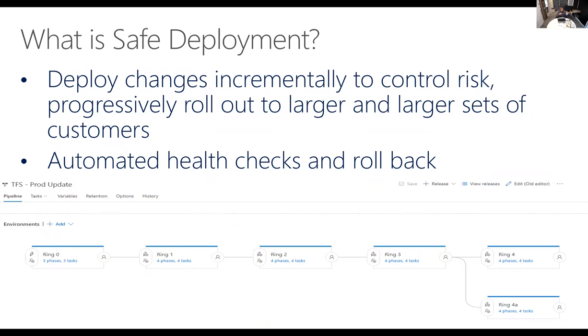And after my team has validated it, then it'll go to ring one, then it'll go to ring two, and then to ring three, and I'll explain more about the semantics of those rings here in a minute. But this is literally a picture of our automated release pipeline. This is just a screenshot out of our web UI showing what our automated release pipeline looks like.